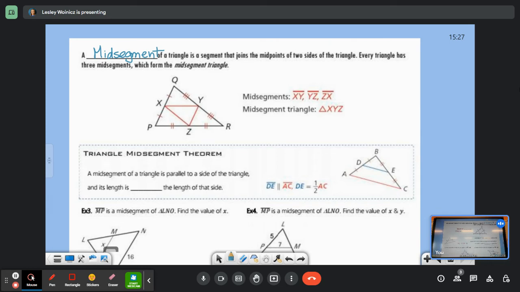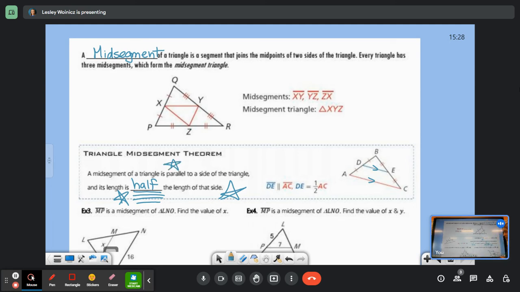The triangle midsegment theorem says that a midsegment of a triangle is parallel to a side of a triangle. So you can see right here that these two are parallel. And its length is half the length of that side. Okay, this is important. Underline that, put stars by it, like do whatever you got to do. Okay, oh, and the parallel, that's important too.